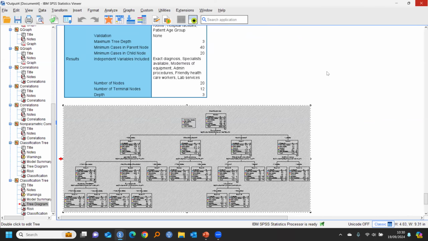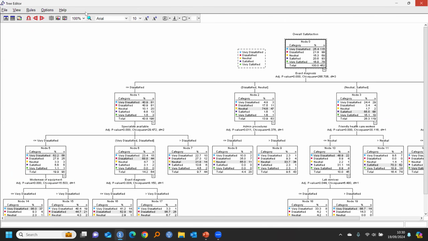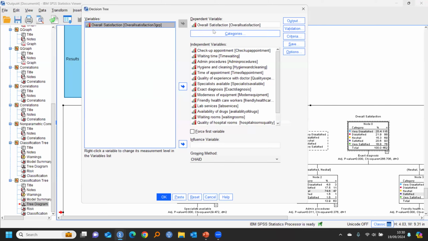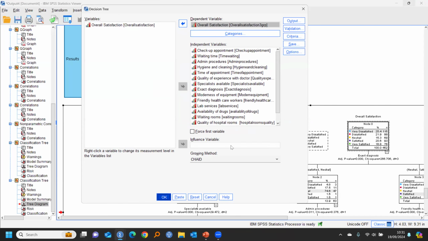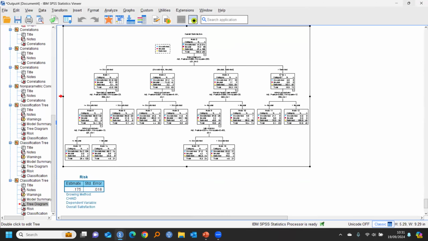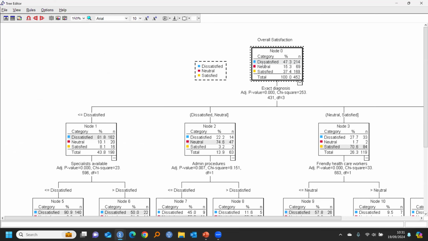Double click on it and look inside. Let's have a look. Did I do this properly? Oh no, I must have done it incorrectly. Hold on. Yeah, I didn't swap it across. There you go. Let's do it again. There we go. Okay. So it's built it really quickly. As you can see, it's run all these tests. And if I just zoom in, I can see dissatisfied, neutral, and satisfied, 452 cases.